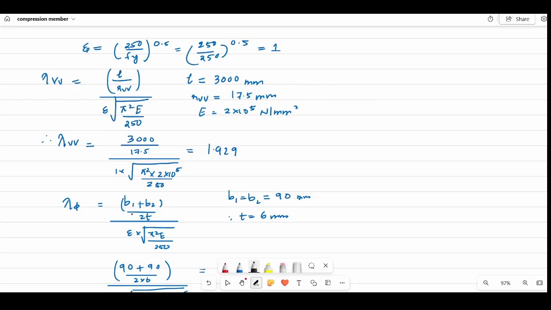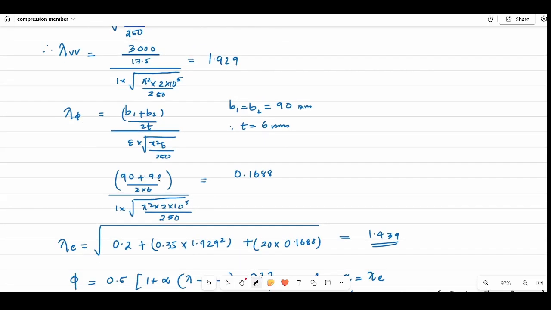Now this equation is given as (b1 + b2) divided by 2t, the whole divided by the earlier term. Here b1 and b2 are the widths of the two legs, and t is the thickness of the leg. We are using an angle section of 90 by 90 by 6, which means one leg size will be 90 and the other will also be 90, and the thickness is 6 mm. So I'll be substituting these values to calculate the lambda phi value.